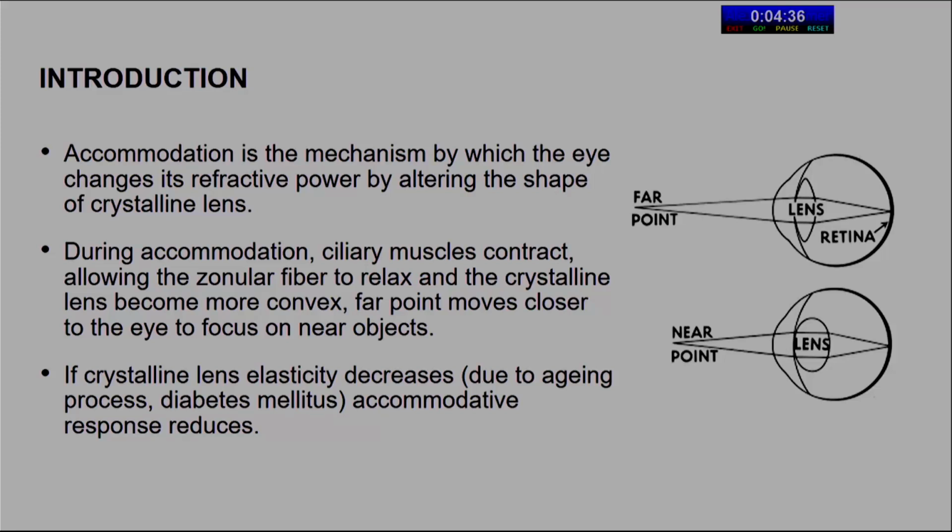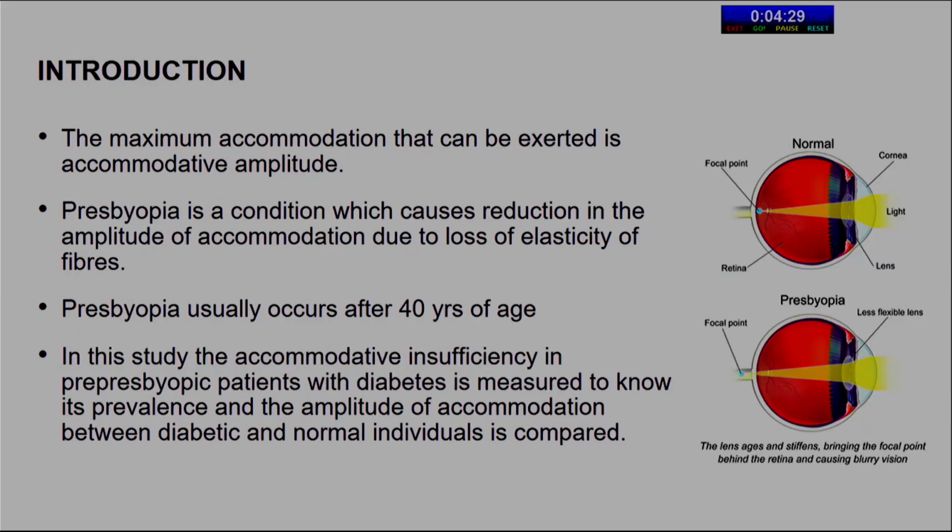If crystalline lens elasticity decreases due to aging, diabetes mellitus, or any other factors, accommodative response reduces. The maximum accommodation that can be exerted is the accommodative amplitude. Presbyopia is a condition which causes reduction in the amplitude of accommodation due to loss of elasticity of fibers. Presbyopia usually occurs after 40 years of age.